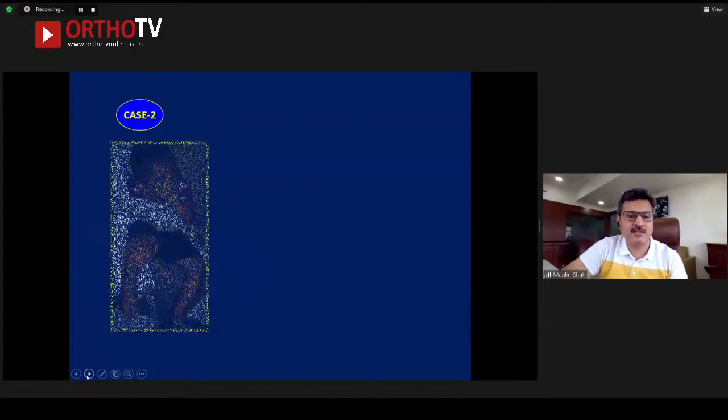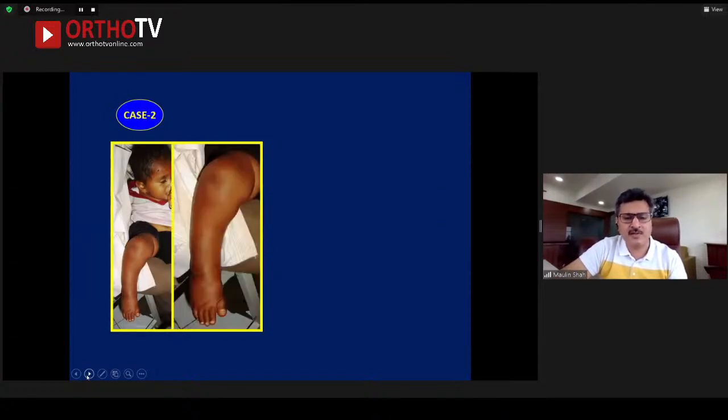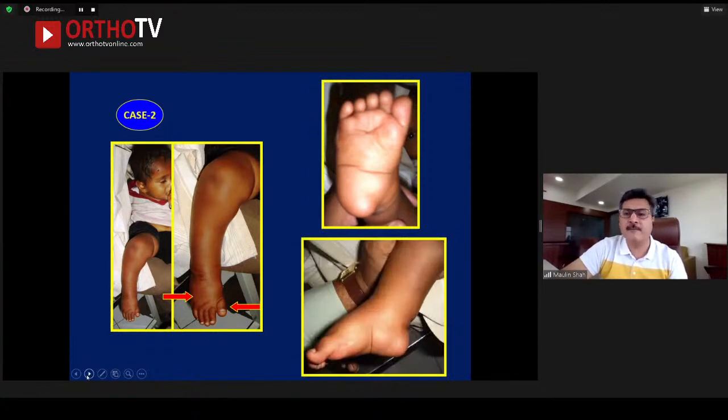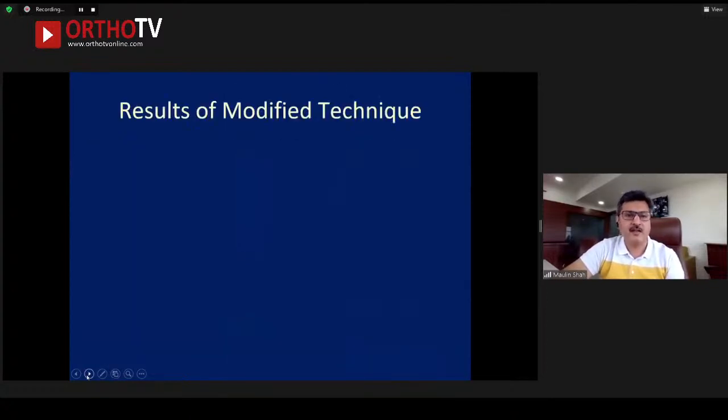Another case, similar: 7 plasters applied elsewhere, plasters slipped off, skin abrasions, and there was toe dorsiflexion, deep sole crease completely going through the plantar surface. Treated with the modified Ponseti technique, and it got corrected well. This is a year's follow-up.